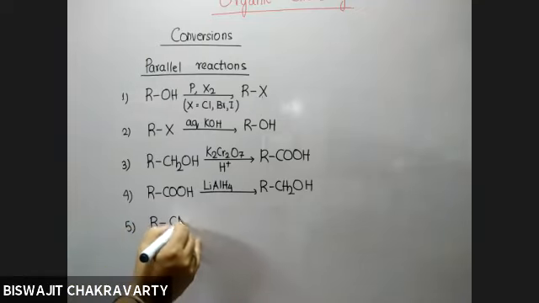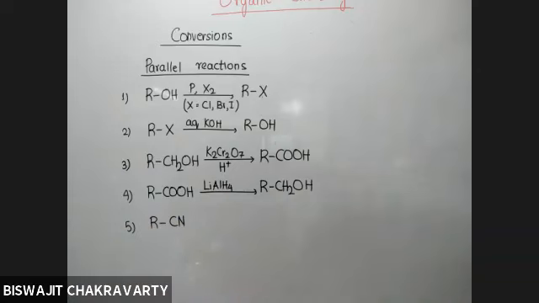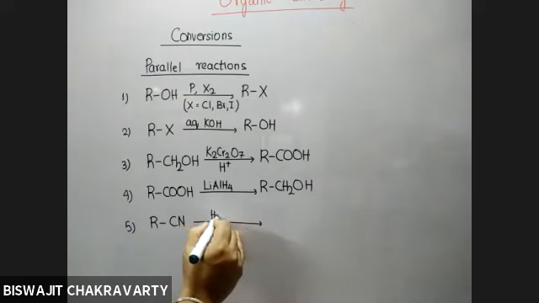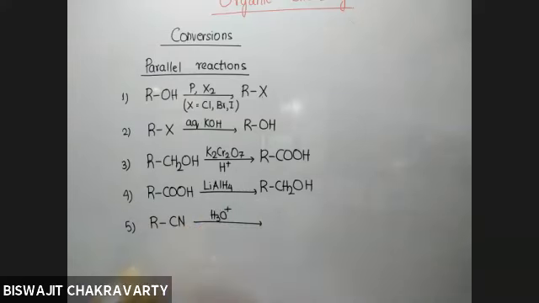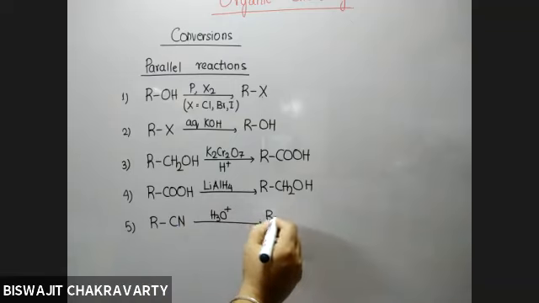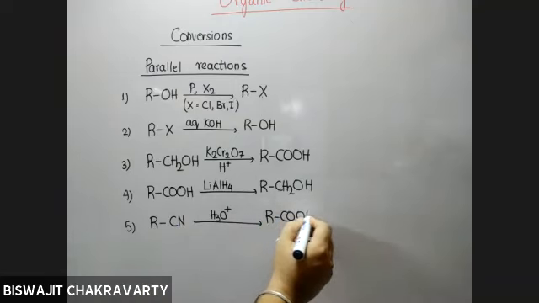Suppose you have alkane nitriles, RCN. When they are hydrolyzed in acidic medium, they are hydrolyzed to give carboxylic acids. Again, a parallel reaction.